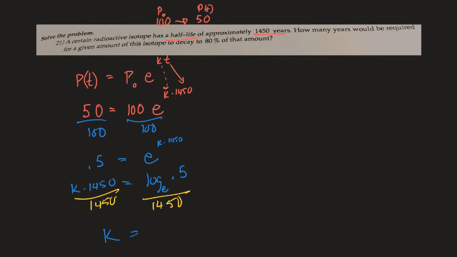Okay, so I have to go ln of 0.5, divide 1450. I'm getting negative 0.000478 and other stuff after that. So that's my K value. That's my first part of the question, to solve for K. So if I wanted to write this decay function, it'd be P of T equals P0 e to the K, my K is negative 0.000478 times T.